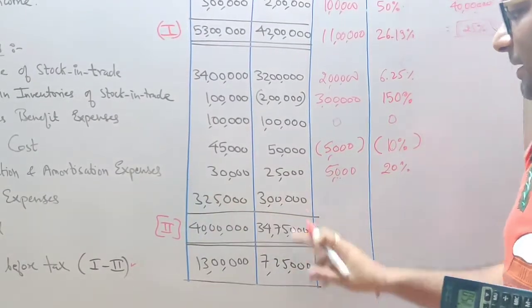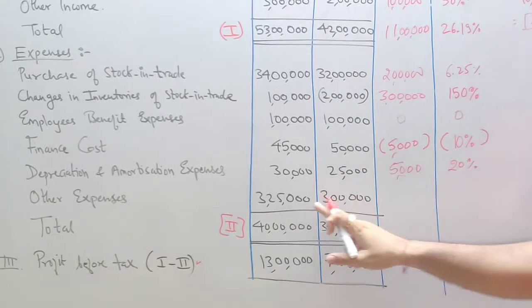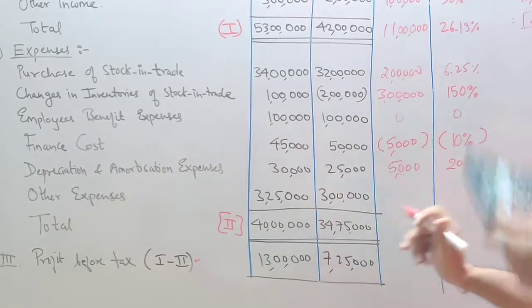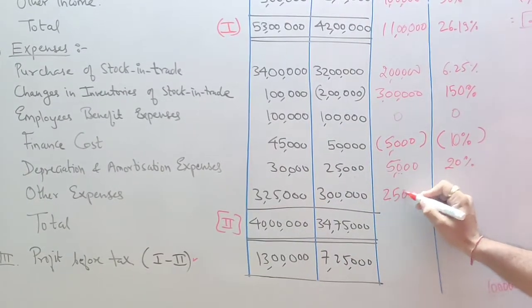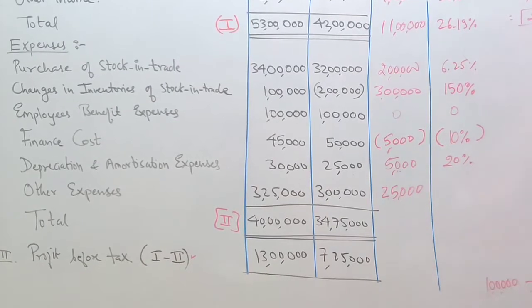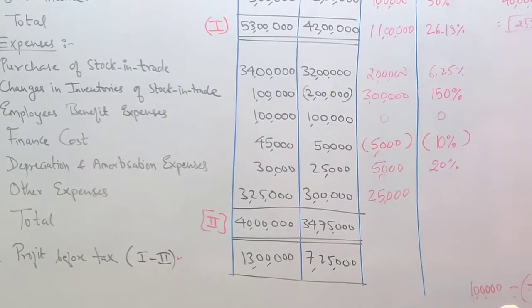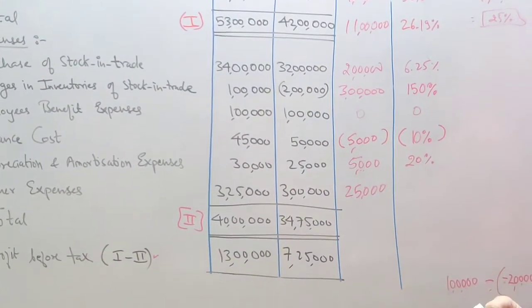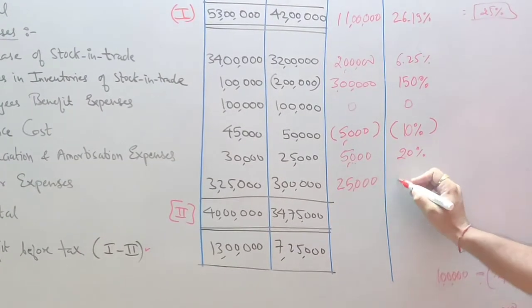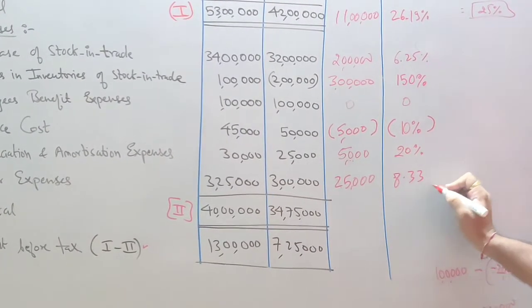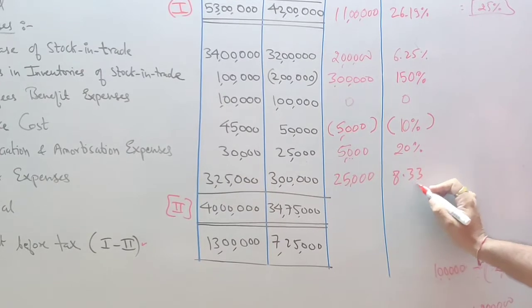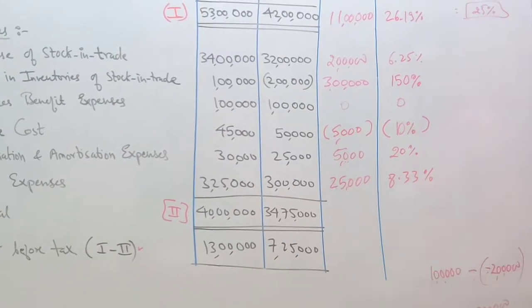Last item, other expenses. The previous year it was 3 lakh. Current year it got increased by 25,000. Let's see the percentage. 25,000 divided by 3 lakh, that is 8.333. So you are going to write only 2 digits after the decimal.